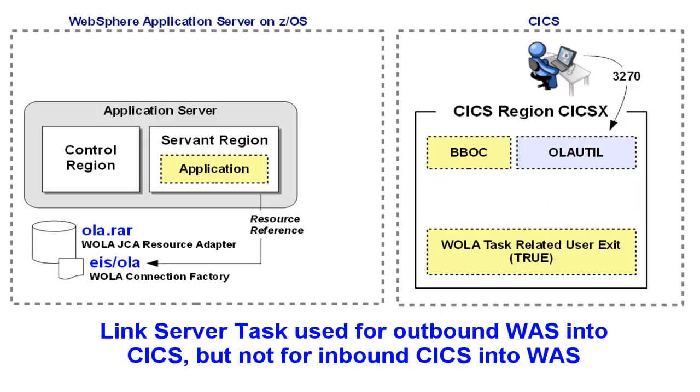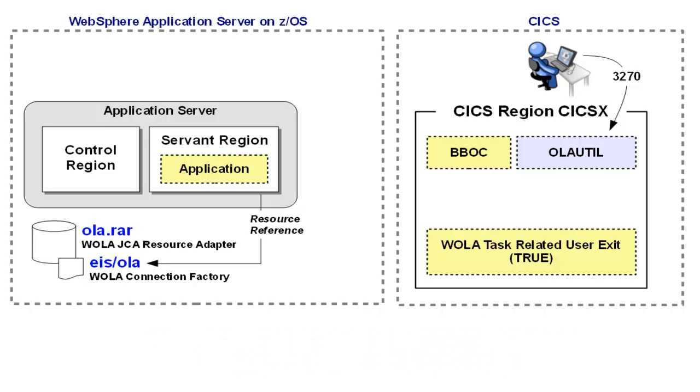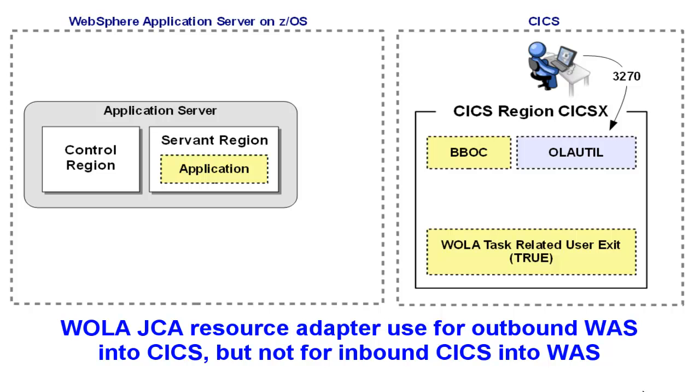We're not going to need the link server task. The link server task is for outbound WAS into KICKS, but not KICKS into WAS. It can be there, it can be up and started, that's fine. It's just that this invocation is not going to use it. The TRUE is going to be there and be used because it's always required for WOLA communications using KICKS. And over on the WAS side, we're going to not use the ola.rar JCA resource adapter. Once again, it can be installed. It's just not going to be used for this communication flow.